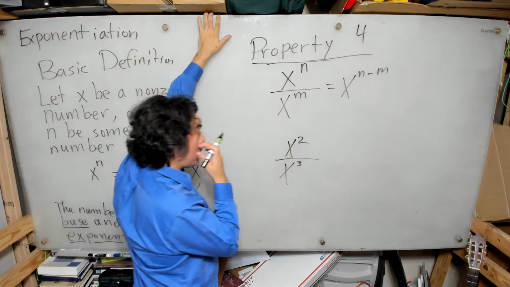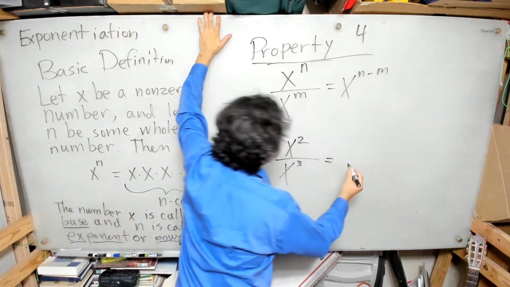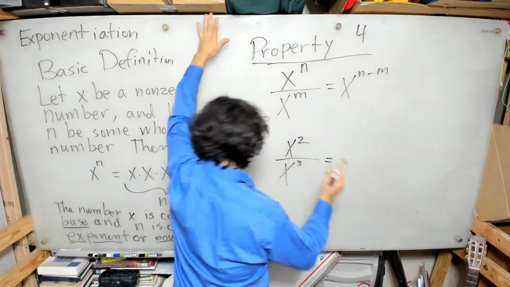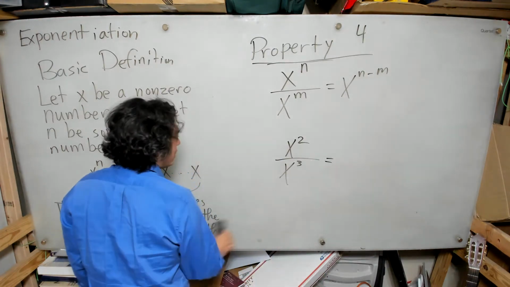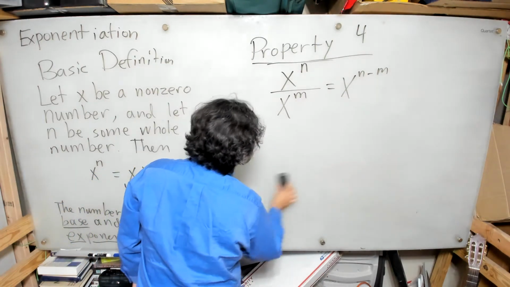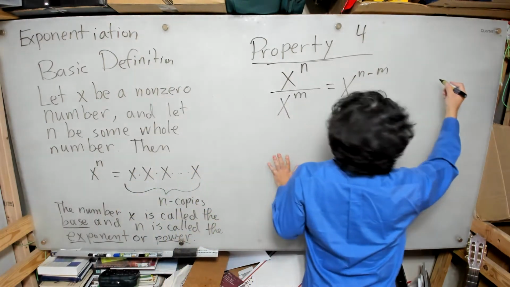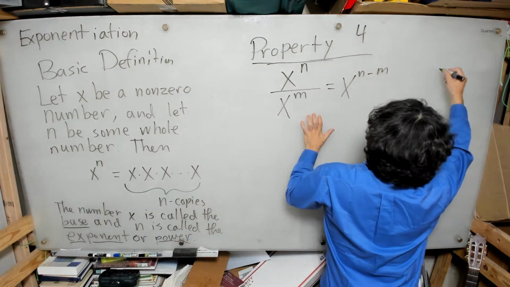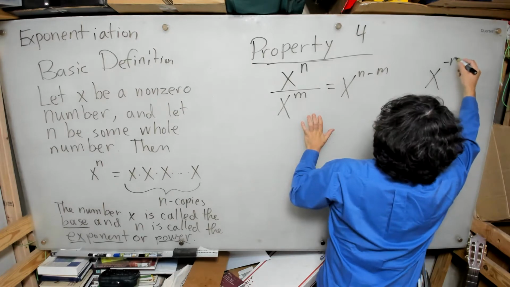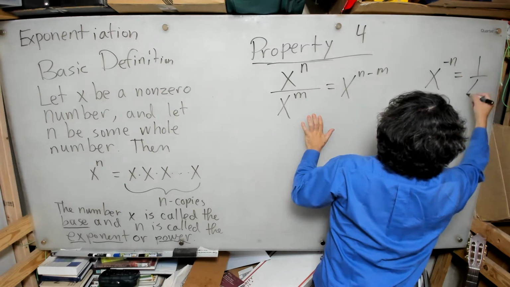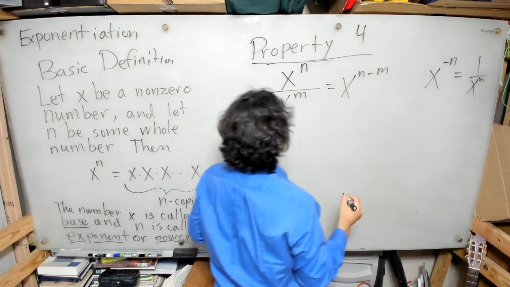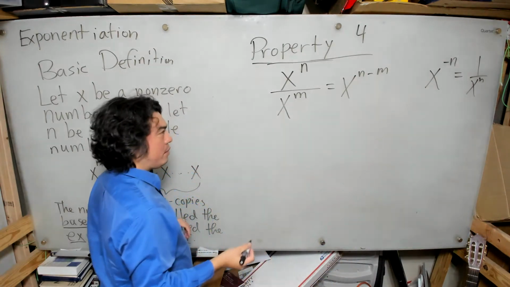Then this will equal... and actually let me also make something clear. We're actually going to be talking about essentially two rules here at the same time. Okay, this one and also this one here, x to the negative n is equal to 1 over x to the positive n. Okay, that way we can see what's happening.